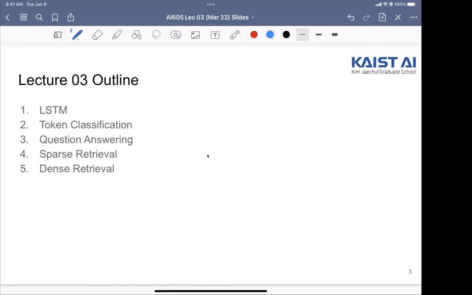Again, we're going to cover a few topics today: LSTM, token classification, which also involves question answering, and then sparse retrieval and dense retrieval. We'll try to go through this without a break today and make it quick. It's a lot of slides.